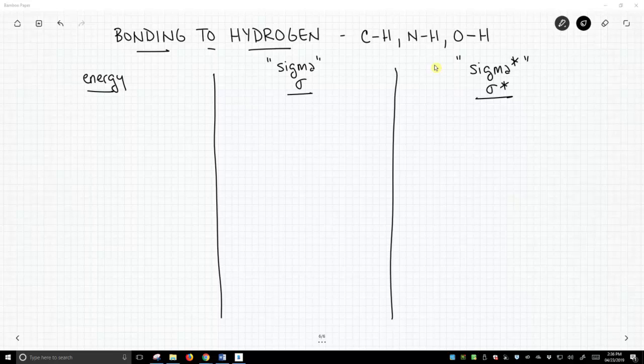We're going to talk about making bonds to hydrogen, and these are called sigma bonds. Now, when we talk about bonding, we will almost always talk about energy. So here's our arbitrary energy axis. Of course, hydrogen is going to be part of this picture, but what are we going to bond it to? Well, we're going to bond it to carbon.